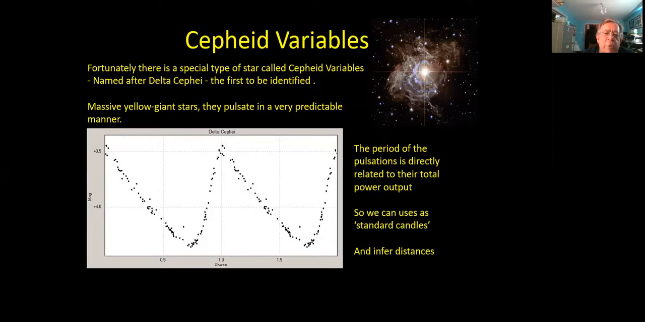Of course, we need to know the distance to some Delta Cephei stars in the first place. And fortunately for us, there are some that were near enough and were within that 500 light years or so of our ability to measure. In fact, there were some that were nearer than that. A good example is Polaris, the pole star. That's a delta Cepheid, and it's a yellow giant star that pulsates like this.